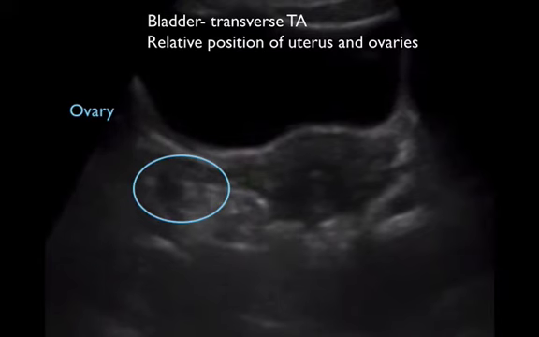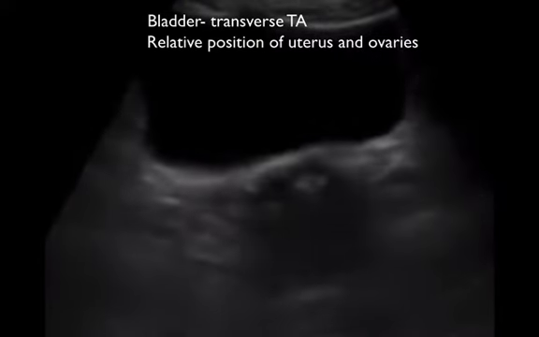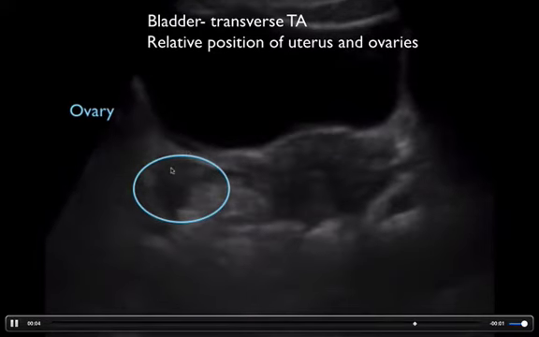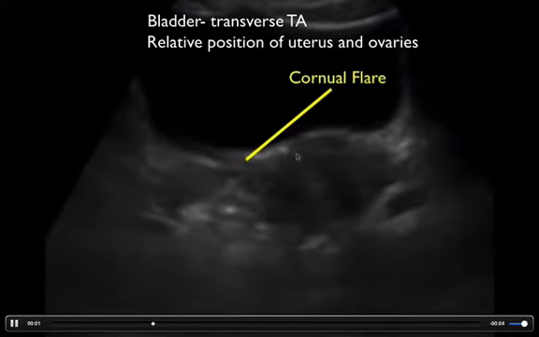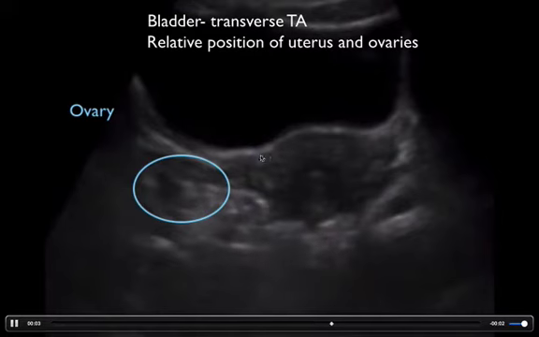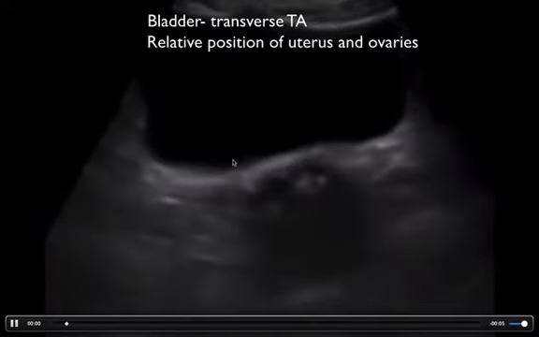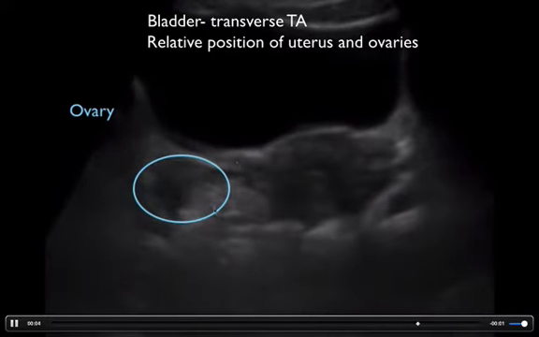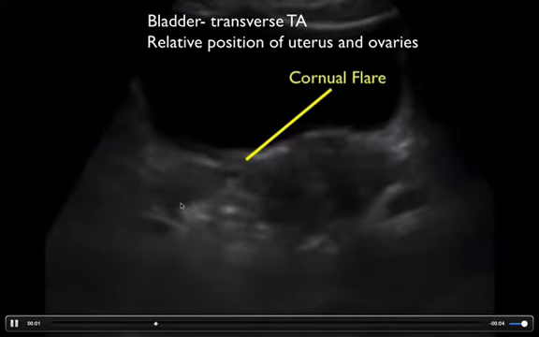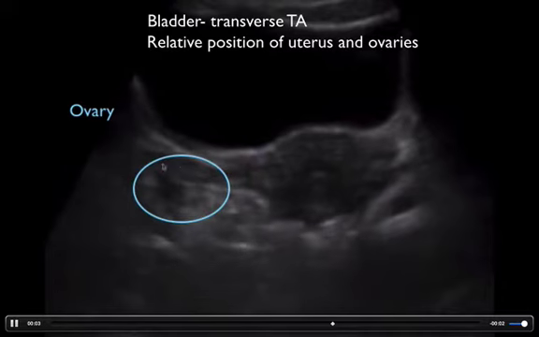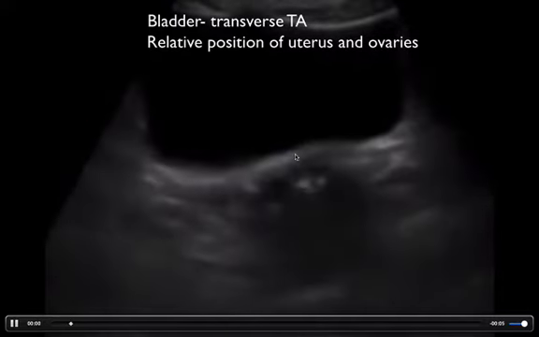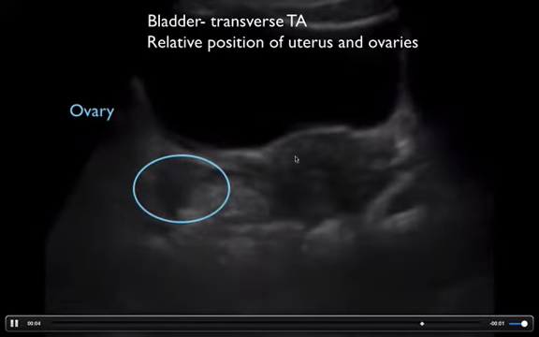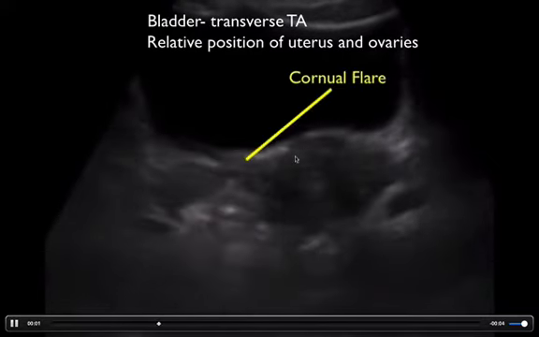This is a transverse transabdominal view of the uterus and where we would find the ovaries near the uterus. We would find them by following out the cornual flare of the uterus here and training our eye for a hypoechoic space compared to the surrounding bowel gas. And that is where we would find the ovaries on transabdominal view. To get the best look at the ovaries, though, we are always going to use a transvaginal view.